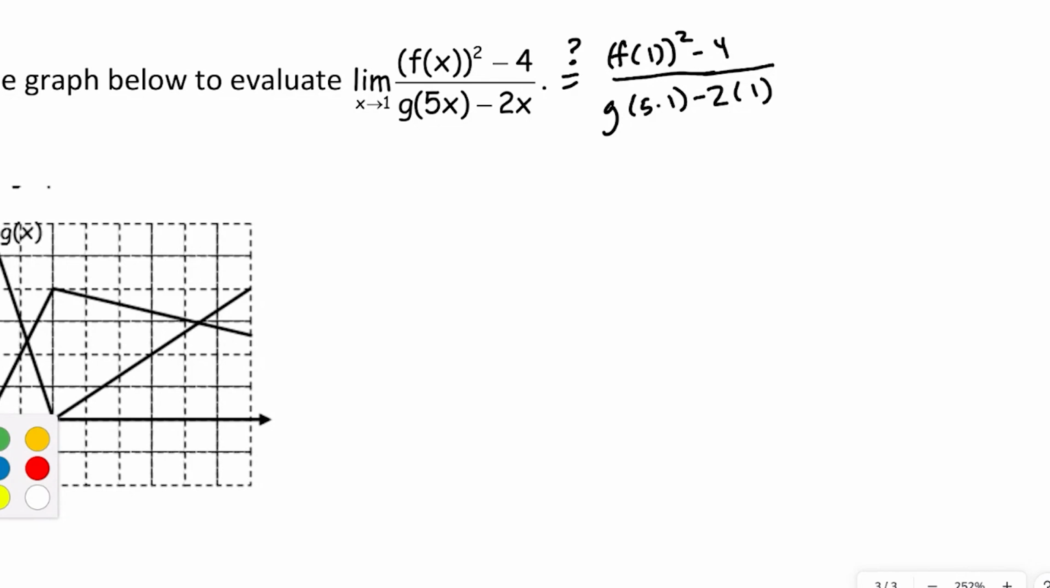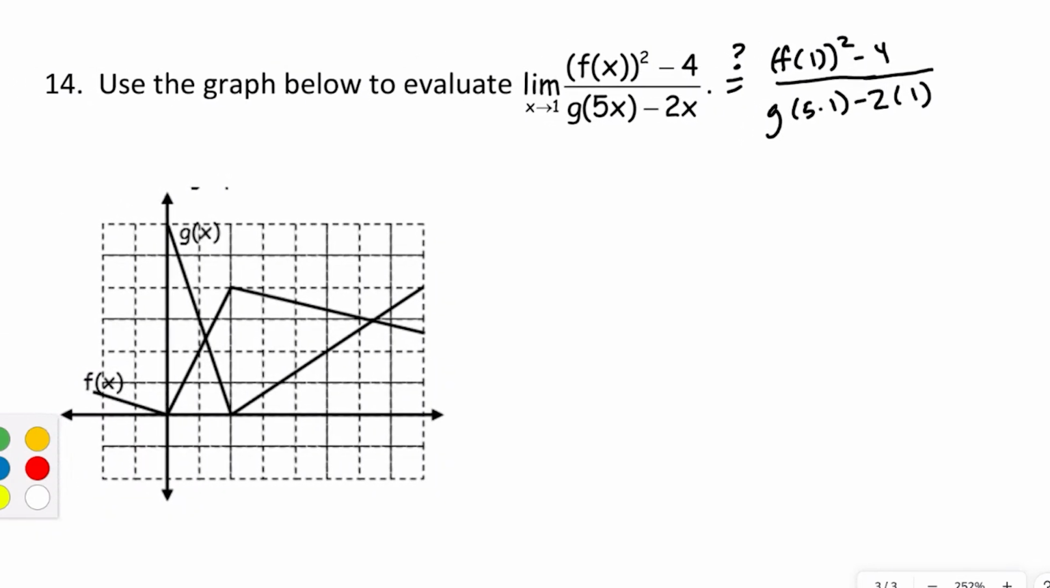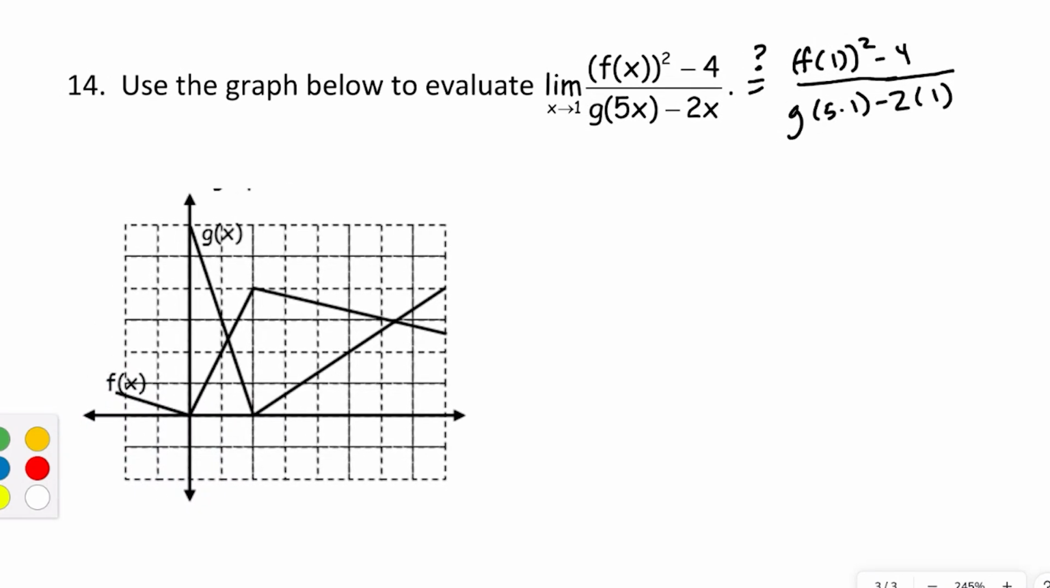So I'm going to say maybe it equals that. We don't know. So f of 1, if you look at that graph, is 2. So we have 2 squared minus 4 over g of 5, so 1, 2, 3, 4, 5. Let's see. I think this line might have gotten off a little bit. 1, 2, 3, 4, 5. Yeah, I think that line got messed up.